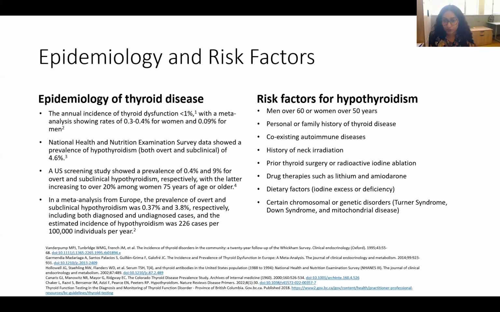And there are risk factors for hypothyroidism. So we can start to think about people who are older, men or women, people with personal or family history of thyroid disease, other autoimmune diseases, history of neck irradiation or thyroid surgery, radioactive iodine ablation, medications that can be toxic to the thyroid gland, certain dietary factors, or genetic conditions. So there are risk factors that predispose people to hypothyroidism.